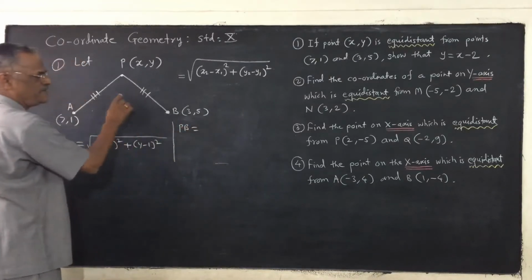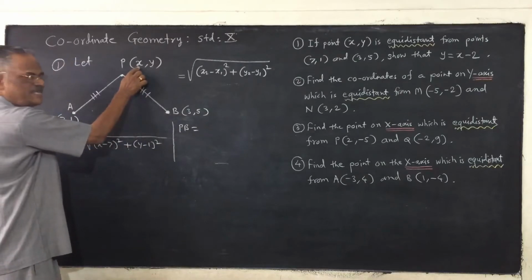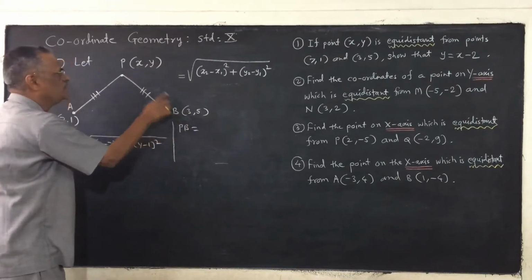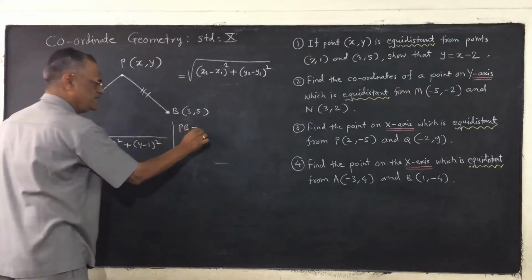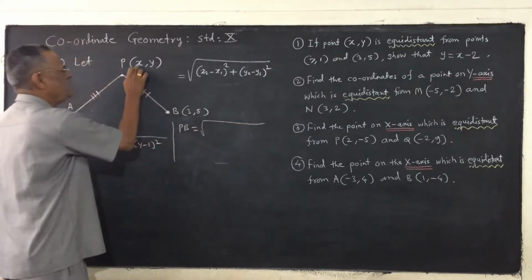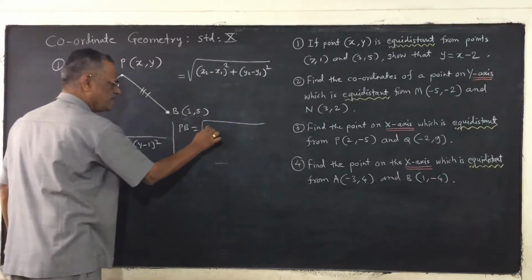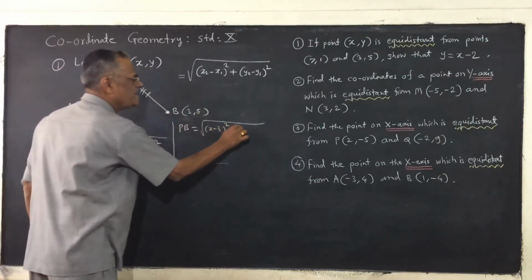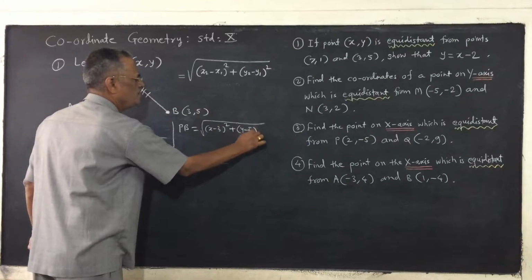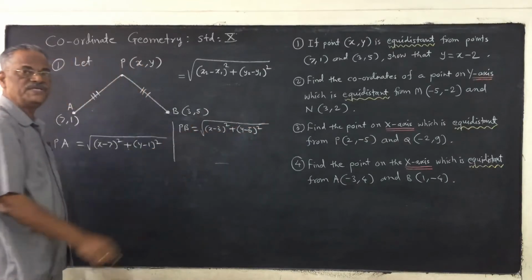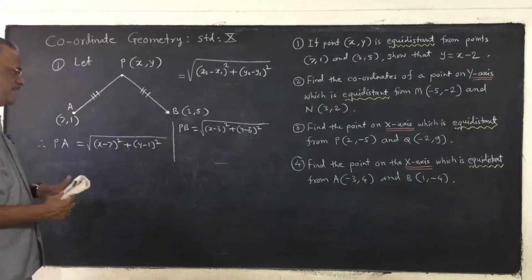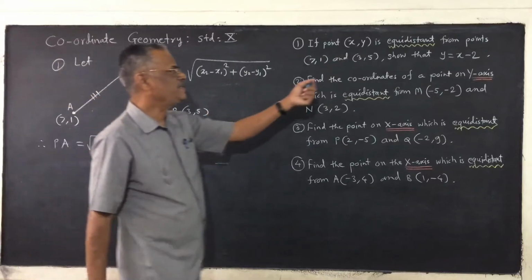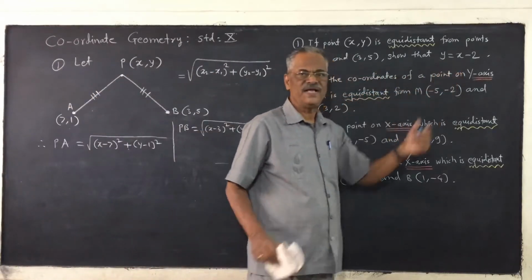Similarly, you can calculate PB also. What is PB? This is your second point, this is your first point. So x2 minus x1, PB will be x minus 3. Under root of (x minus 3) bracket square plus (y minus 5) bracket square. You are using the distance formula, which is very important to find out the relation between x and y.